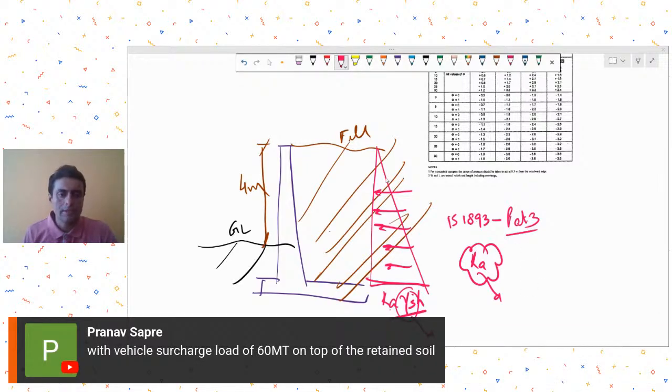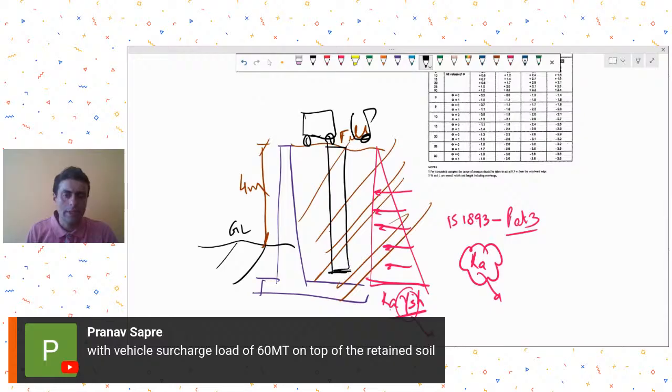Mr. Pranav Sapre is asking, with vehicle surcharge load of 60 metric tons on top of retained soil. Okay, so he has surcharge load also over here due to some vehicular movement. There might be some surcharge load.